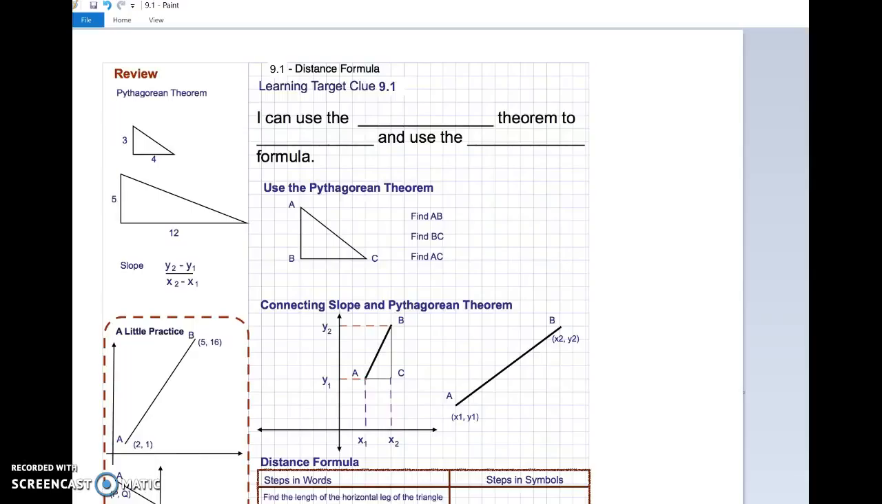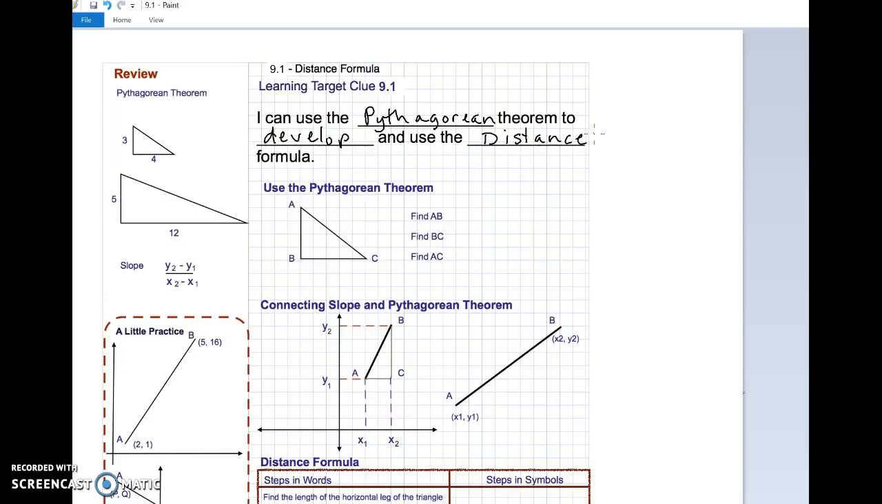Our first clue is learning target clue 9.1, and let's go ahead and fill it in. I can use the Pythagorean theorem to develop and use the distance formula.